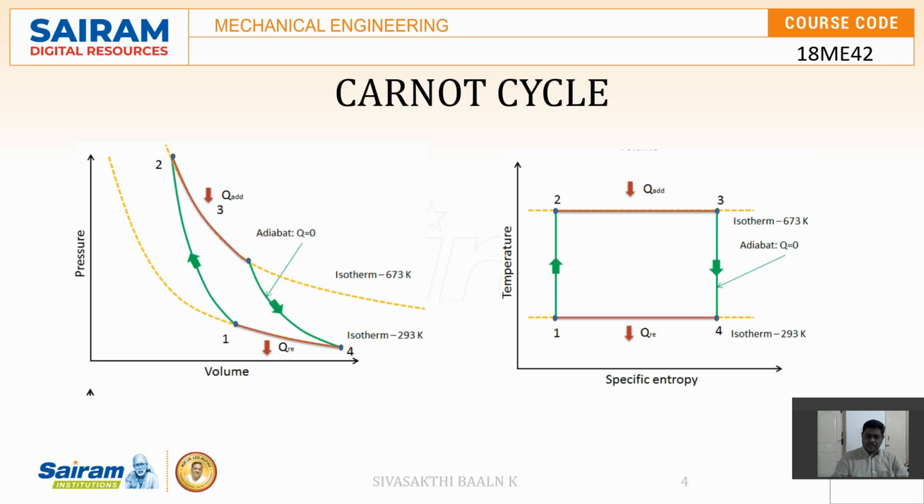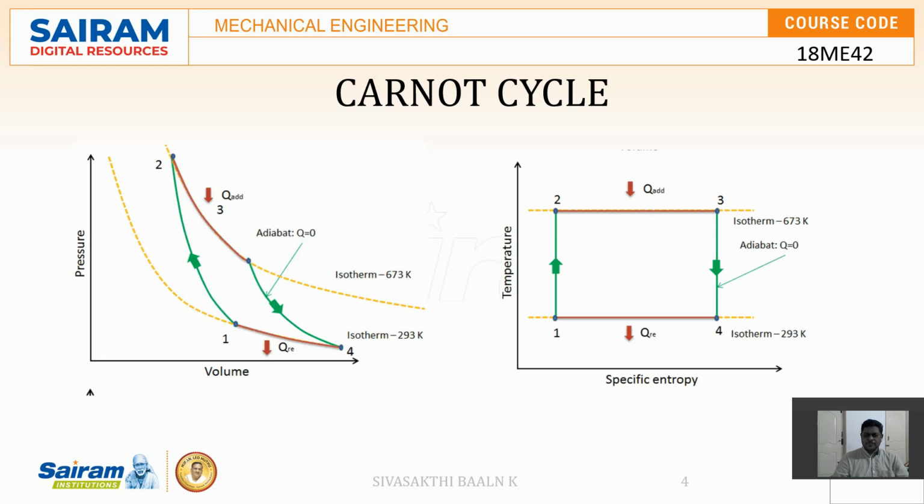The Carnot cycle occurs with 4 processes. It has 2 isothermal processes and 2 adiabatic processes. The main thing we need to note here is that heat addition takes place during expansion when the temperature remains constant, and heat rejection also takes place when the temperature remains constant, and moreover all the processes are reversible. Since it is a reversible process, it is an isentropic process. That means entropy remains constant.